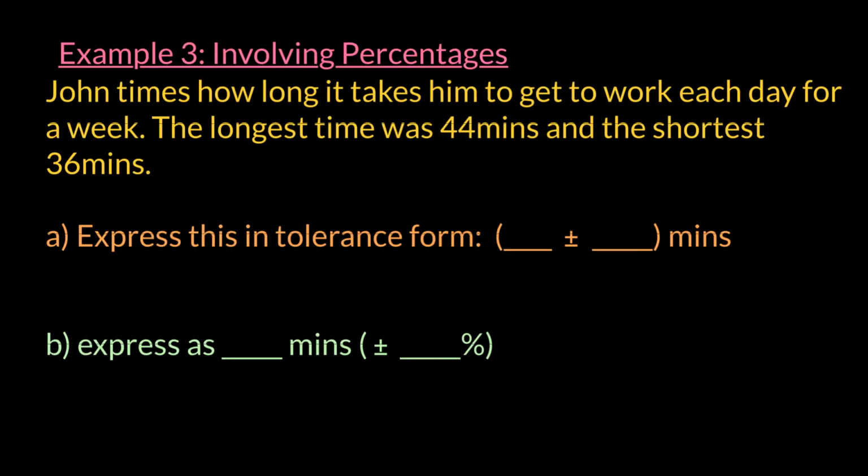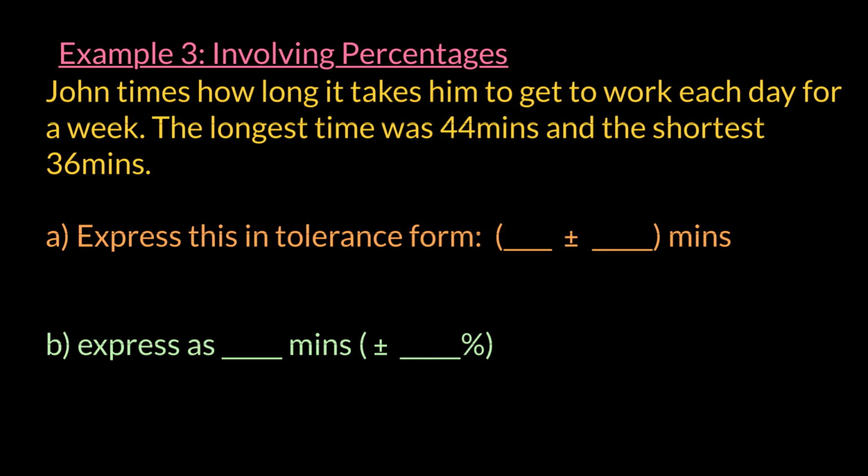Our third and final example looks at expressing a range of values in tolerance form, including percentages. So the example says John times how long it takes him to get to work each day for a week. The longest time was 44 minutes and the shortest was 36 minutes. So if we want to ultimately, for part B, express this in tolerance form with a percentage, we need to express it in tolerance form just with numbers first.